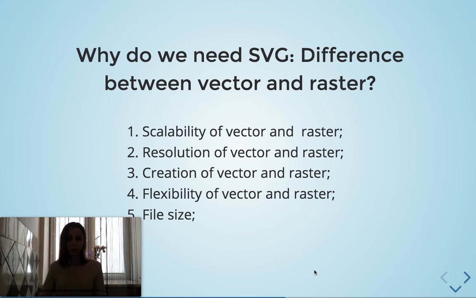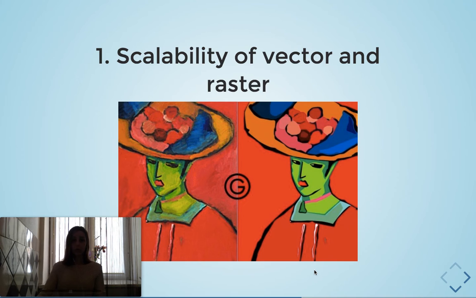Okay, why do we need SVG? Difference between vector and raster. You know that there are two basic types of digital graphic images existing on the web, vector and raster. I'd like to consider the difference between them. Scalability of vector and raster. Vector images don't lose their sharpness and clarity, no matter to what extent or how many times you change their size. Raster images get blurry and pixelated when you examine them up close.